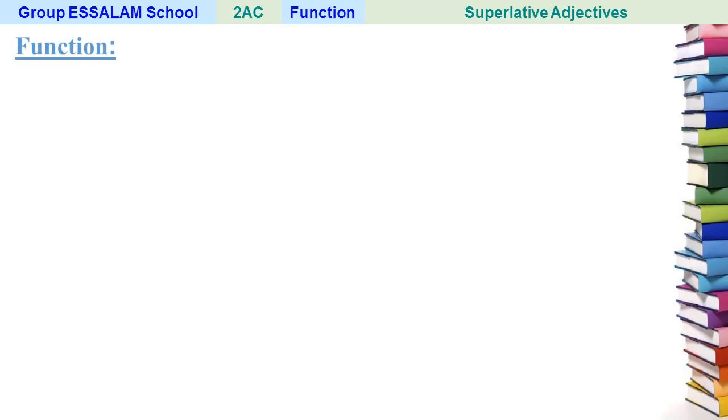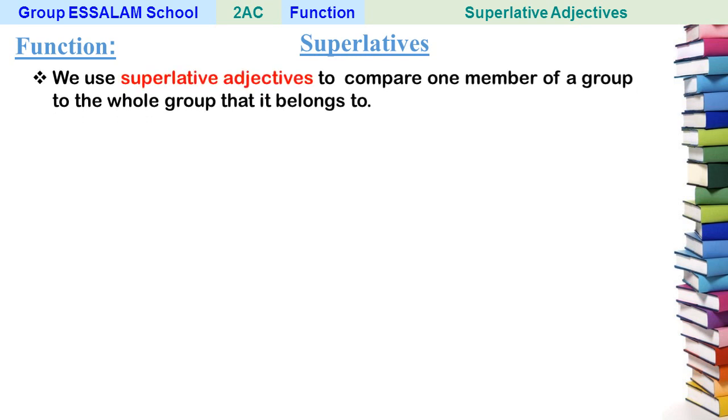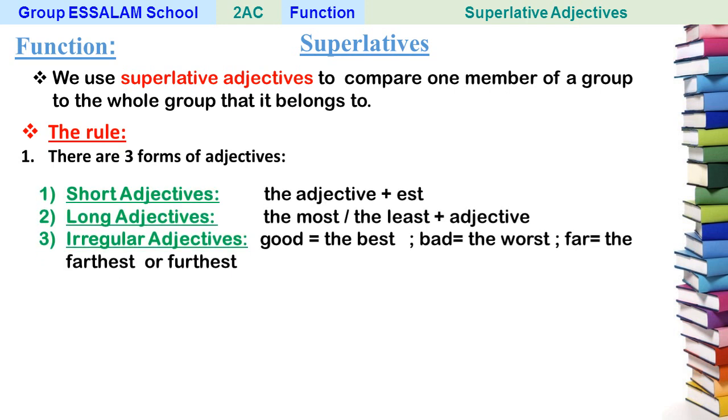After this, try to take your copybooks, part of the lesson, and let's write the lesson of today. It's about superlatives. First of all, write this definition about superlative. We use superlative adjectives to compare one member of a group to the whole group that it belongs to. Also the rule. So the rule, there are 3 forms of adjectives. The first form, they are short adjectives, which means the adjectives that contain only 1 or 2 syllables. So here the rule that you should obey is the plus adjective plus est.